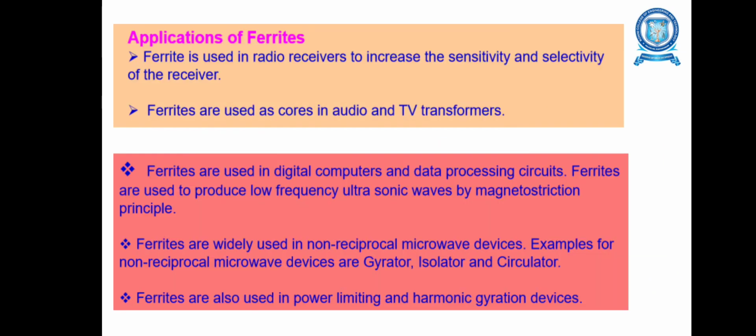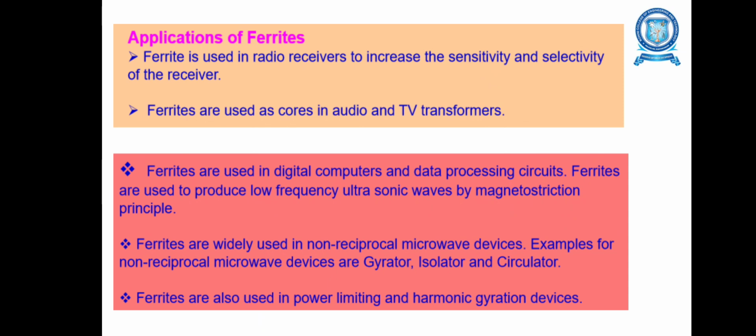Applications of ferrites. Ferrites are used in radio receivers to increase the sensitivity and selectivity of the receivers. They can be used in cores, in audio and TV transmissions. Ferrites are used in digital computers and data processing circuits. Ferrites are used to produce low frequency ultrasonic waves by the magnetostrictive principle. Ferrites are widely used in non-reciprocal microwave devices.